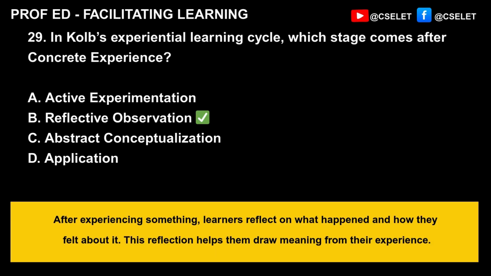The correct answer is letter B. Reflective observation. After experiencing something, learners reflect on what happened and how they felt about it. This reflection helps them draw meaning from their experience.